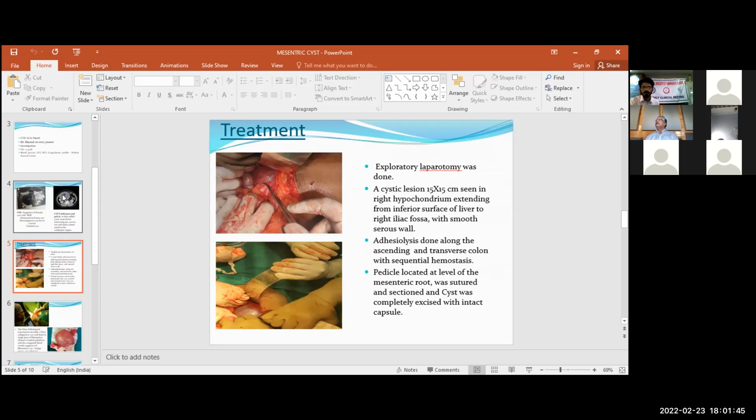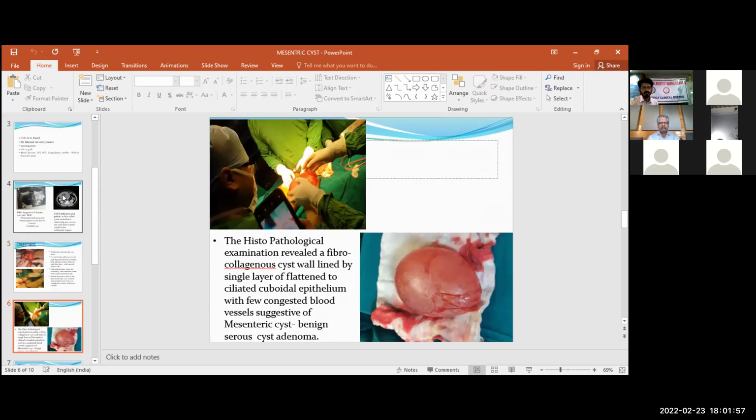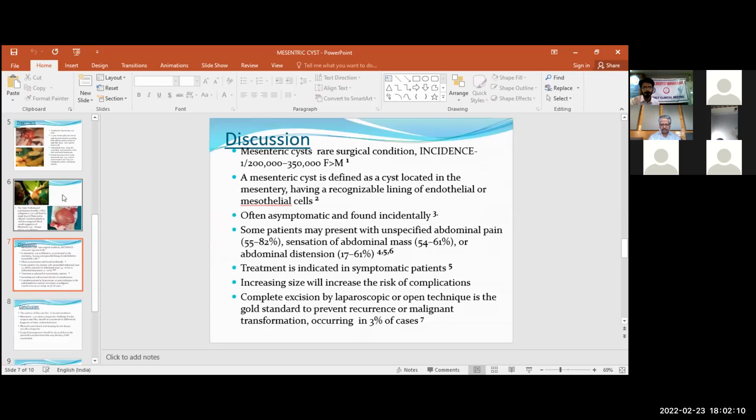The cyst was dissected along with the ascending and transverse colon with sequential hemostasis. Pedicle located at the level of the mesenteric root was sutured and the cyst was completely excised with intact capsule. Histopathological examination revealed a fibrous collagenous cyst wall lined by a single layer of flattened ciliated cuboidal epithelium with few congested blood vessels, suggestive of mesenteric cyst, a benign serous cystadenoma.